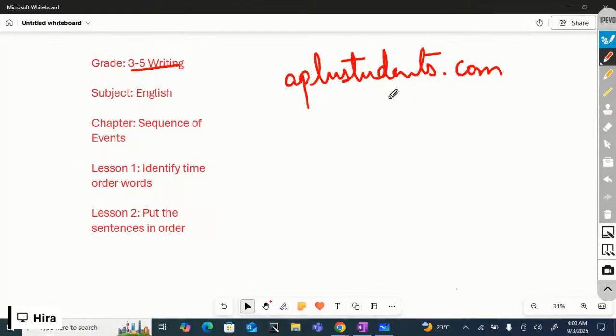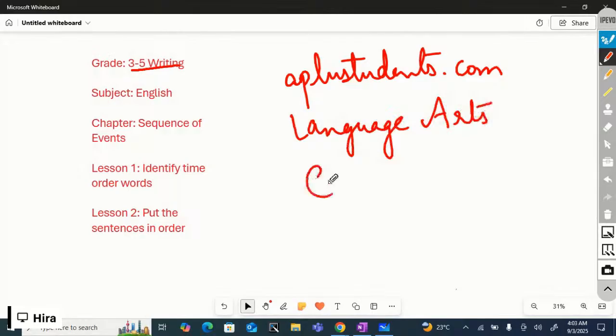Log into aplusstudents.com, open the language arts section, then move to grade 3. I have selected one topic from grade 3 to teach you about writing. The chapter name is Sequence of Events. Put the sentences in order. So we'll begin with lesson number 1.